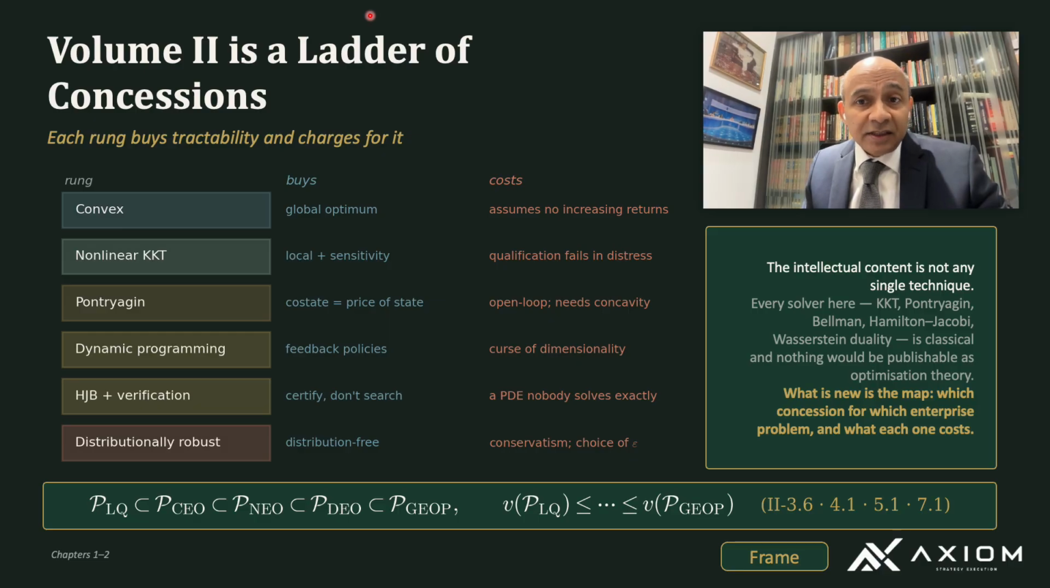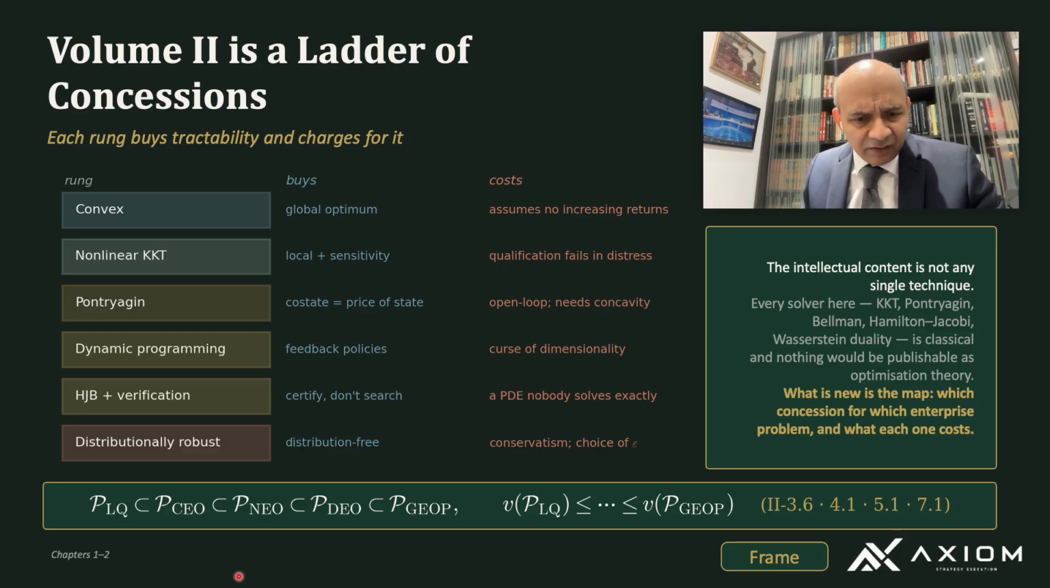Distributionally robust optimization protects against uncertainty in the probability law itself, but can become conservative and depends materially on the choice of ambiguity radius epsilon. Each rung of the optimization ladder gives a stronger computational or certification benefit, but every gain is purchased with assumptions, dimensionality costs, or conservatism.